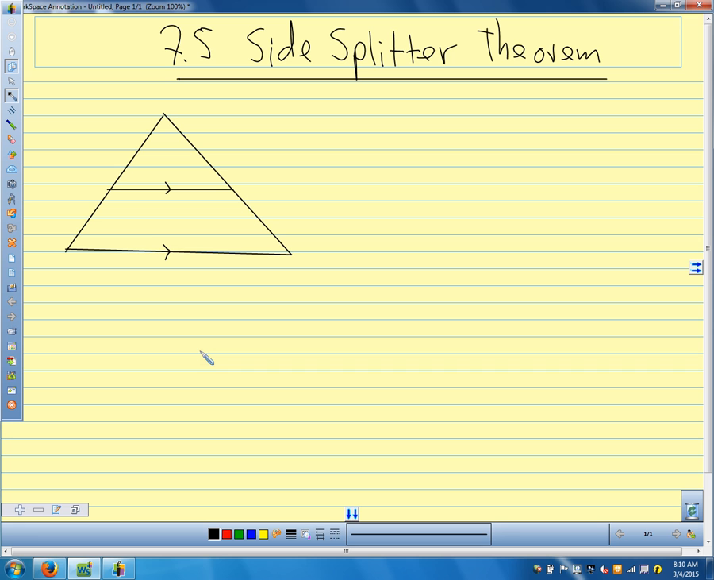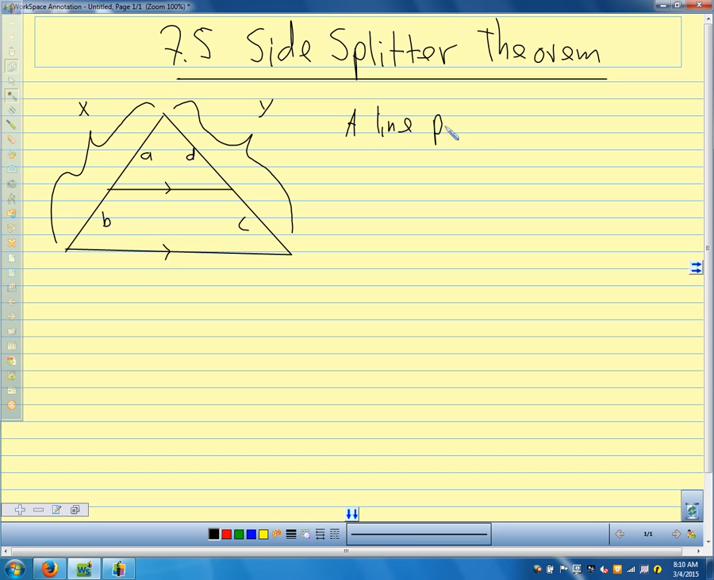So there's our setup. We have a triangle and we have a segment that's parallel to the base. So then I'm going to label these side lengths A, D, B, C, and I'm going to call this whole side X, and that whole side Y. The side splitter theorem tells us that a line parallel to one side of a triangle divides the sides proportionally.